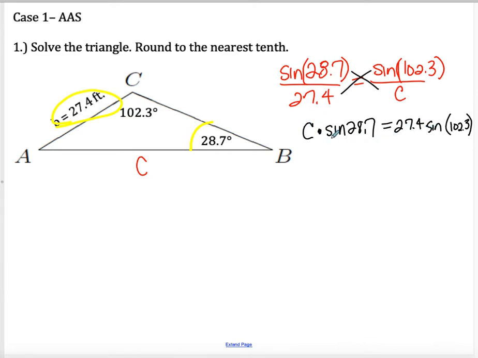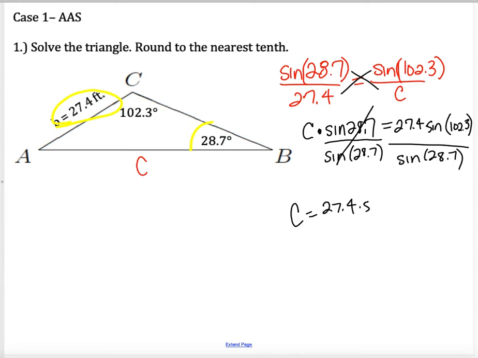So if I want to get C by itself, would you agree we could divide by the sine of 28.7 on both sides? So it cancels over here, and now I'm ready to use my calculator. Again, I really want you to write down what you type in your calculator so that if you get something wrong, I can see where you went wrong. So what we're going to type in our calculator is 27.4 times the sine of 102.3, all divided by the sine of 28.7.